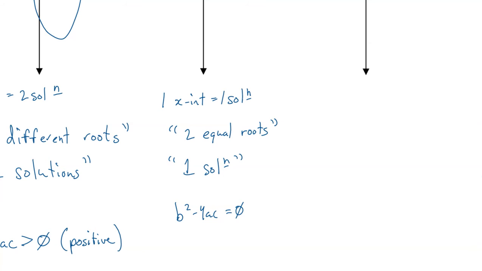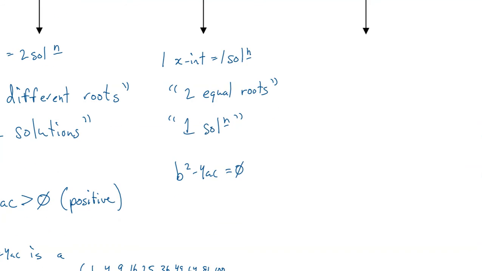When b squared minus 4ac equals 0, you have this situation. If required, you say 2 equal roots, but it's only going to have one solution. An example of this, I don't know that you have to write the example down. You can just watch if you want.